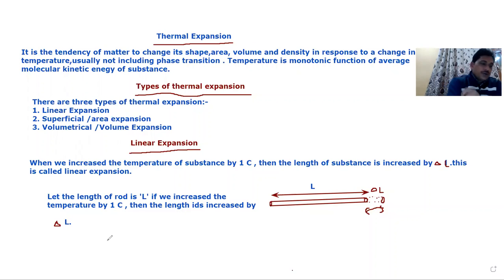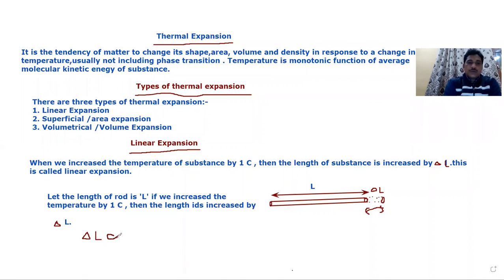Now try to understand. The increase in length depends upon the following. First of all, it will depend on the original length, and it will also depend on the temperature difference.